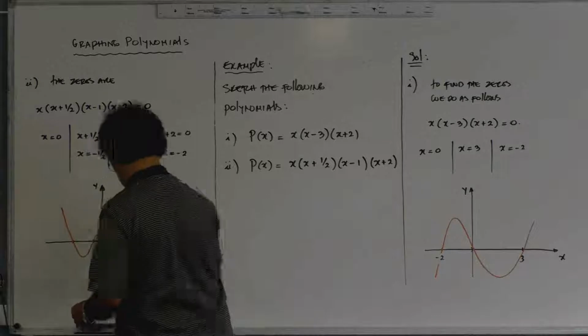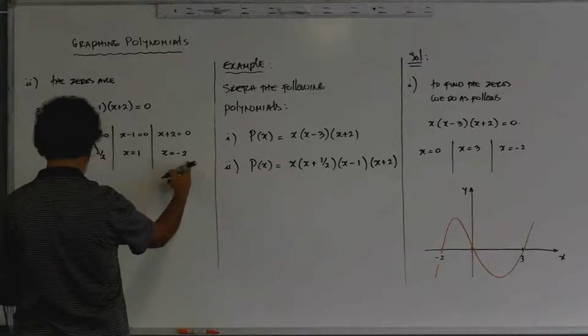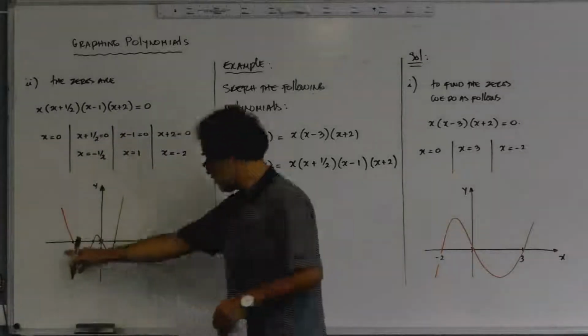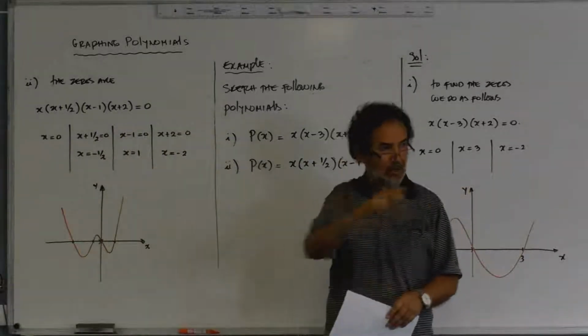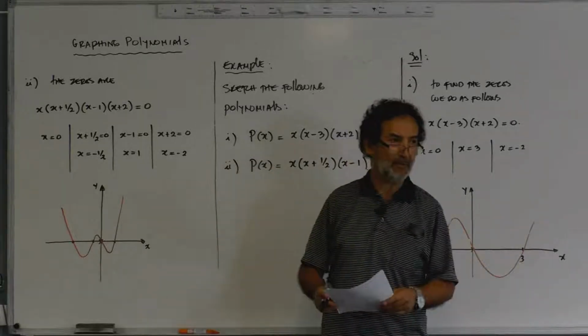Does it matter in what order it goes, negative half, then 1, then negative 2? In here, it doesn't matter as long as you plot them correctly along the line. But does it mean anything eventually? Or no.